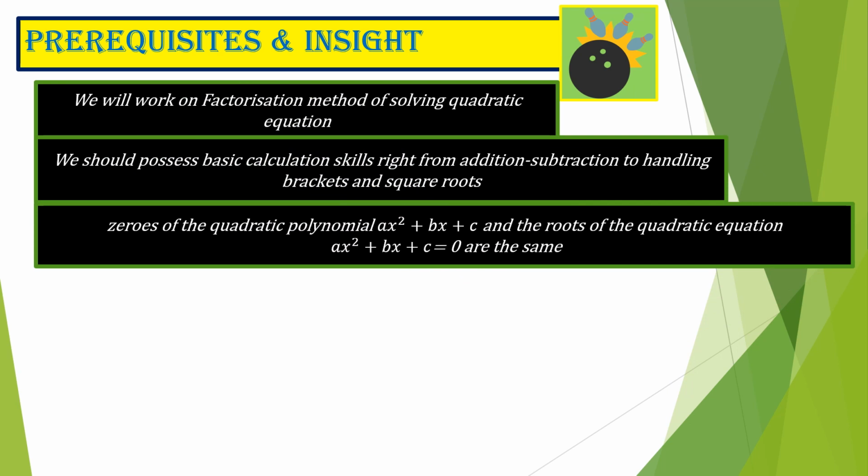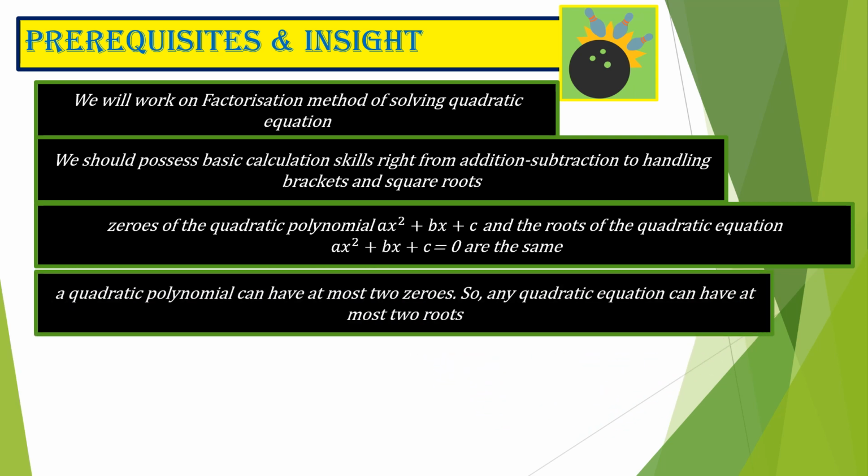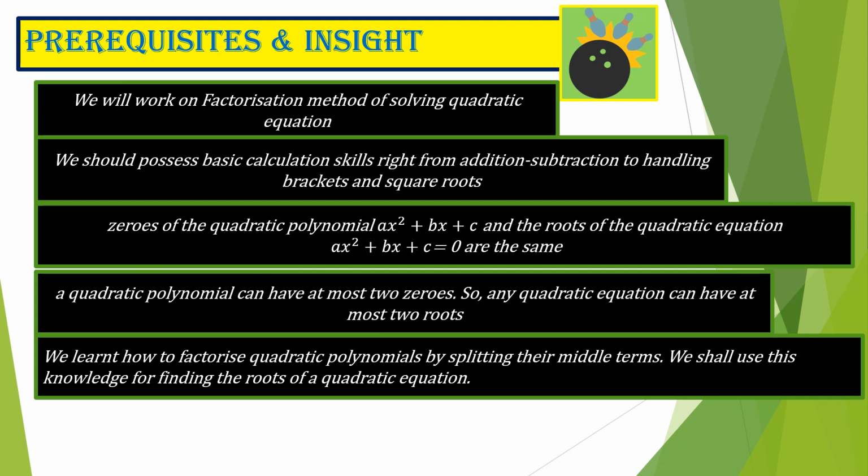Zeros of the quadratic polynomial ax square plus bx plus c, which we did in chapter two of this class, are the same as the roots of the quadratic equation ax square plus bx plus c is equal to 0. So a maximum of two roots are possible for the quadratic equation. Nature we have already discussed in the first interaction. Very important one, we learned how to factorize a quadratic polynomial by splitting the middle term. We shall use this knowledge for finding the roots of quadratic equations in this exercise.